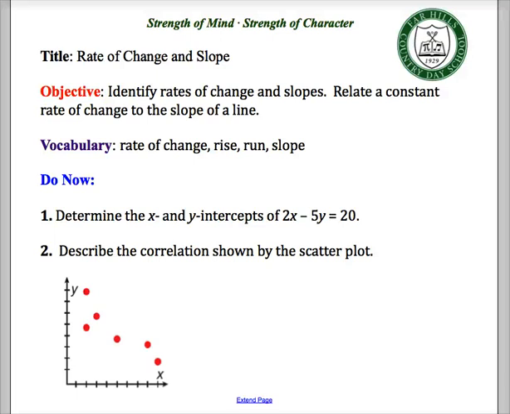Hi, today's lesson is on rate of change and slope. Make sure you include your title on your title page in the table of contents. And make sure to write down the objective, vocabulary, and complete the do now.